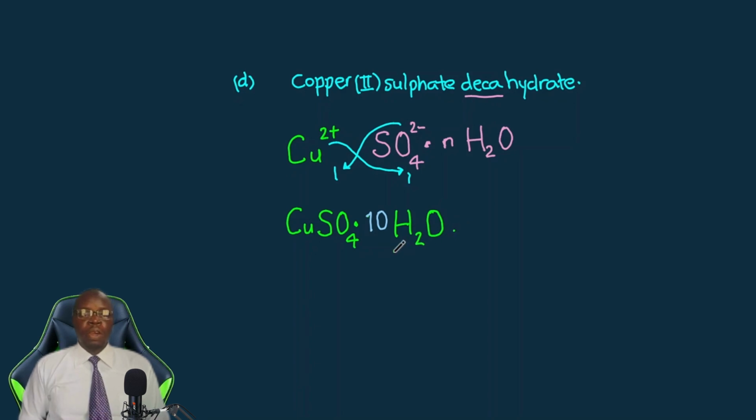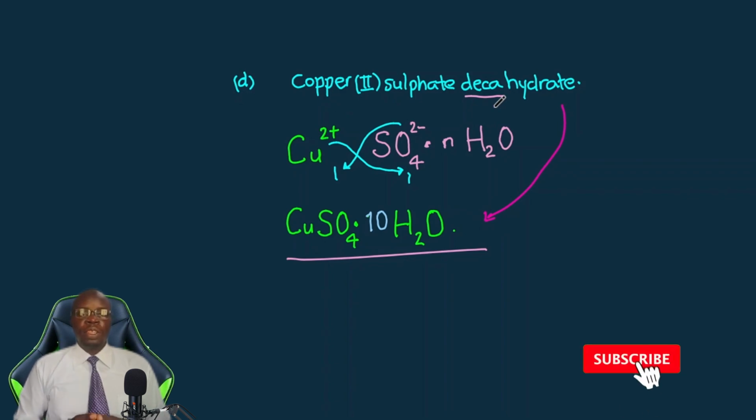So this is a compound which is in crystalline form, and it is not dry. This water will vary. We have hexa, hepta, nona, deca. It depends, so you can select it to use in the laboratory depending on the need. So this is the compound for this name, and that is copper(II) sulfate decahydrate.